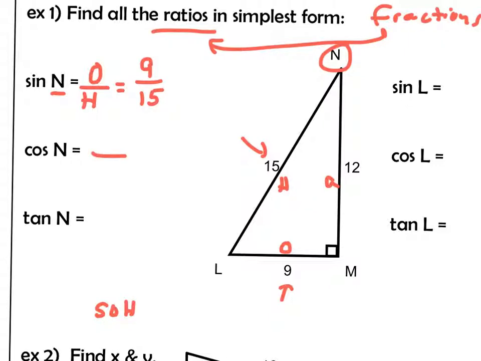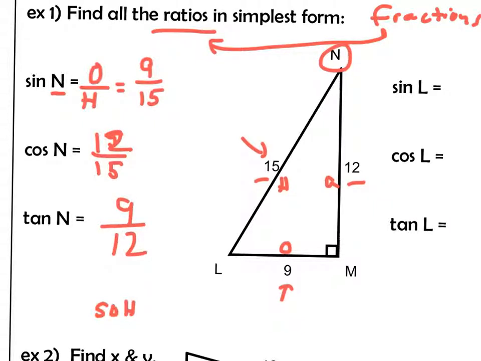Cosine is adjacent over hypotenuse. So that would be adjacent is 12, hypotenuse is 15. So these sides have a ratio of 12 to 15. Wrong one. Let's erase that really quickly. And this would be 12 on the top and 15 on the bottom. And then tangent is toa, opposite over adjacent. So the opposite is 9, the adjacent is 12.